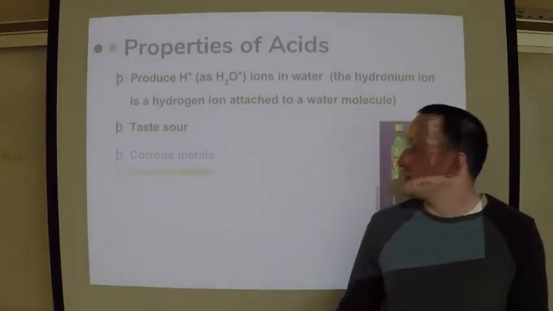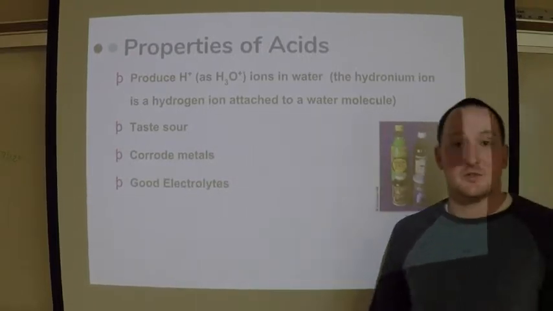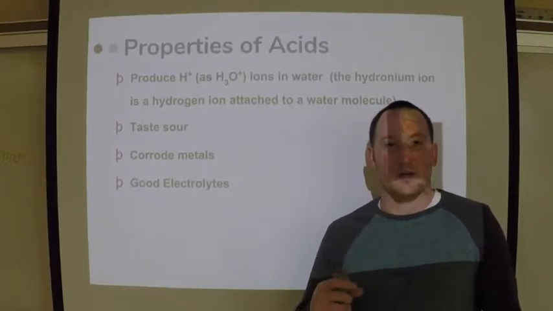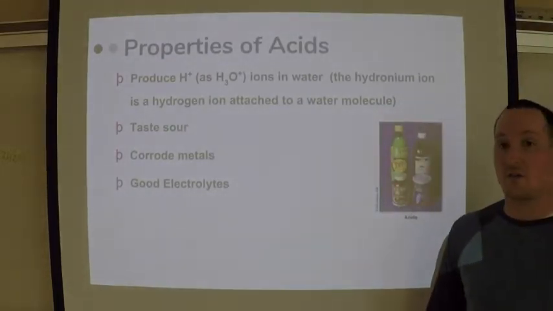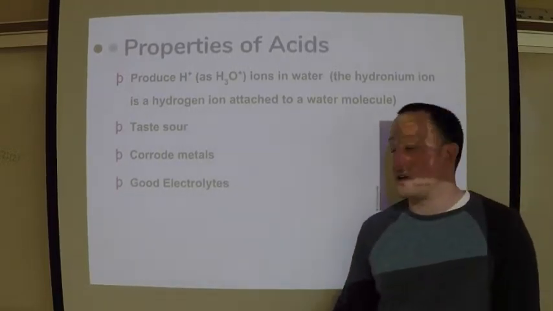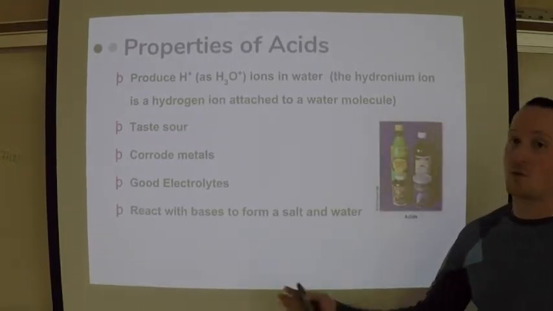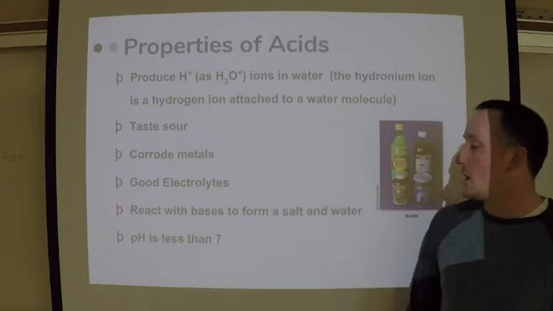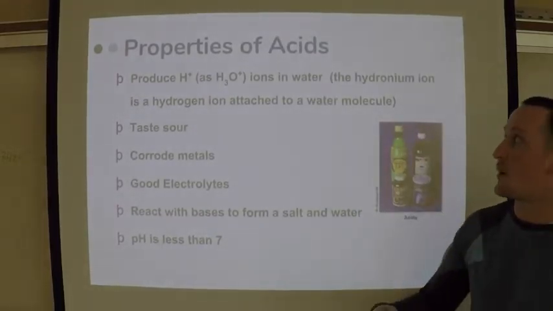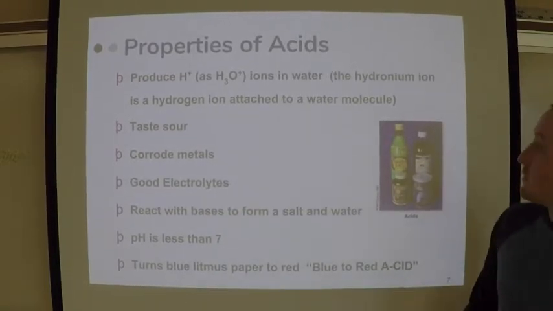They have a sour taste. They corrode metals. Oftentimes when you see batteries on the inside of an old electronic thing, you'll see the batteries are all nasty on the ends. That's from some battery acid that's probably leaked out. They're good electrolytes, which means they conduct electricity. They react with bases to form salts and water. We'll talk about that later on in this unit. And their pH is less than 7. Okay, so those are some properties of acids. They also turn blue litmus paper red.